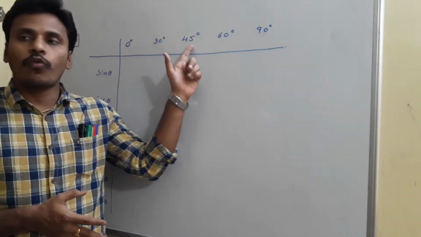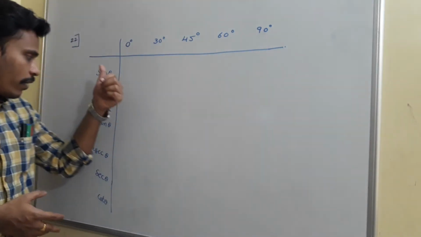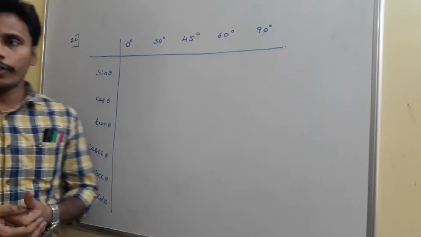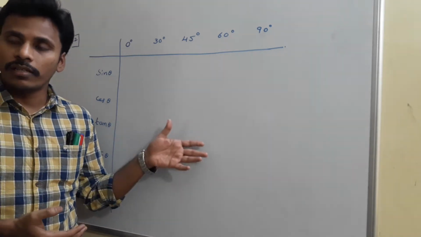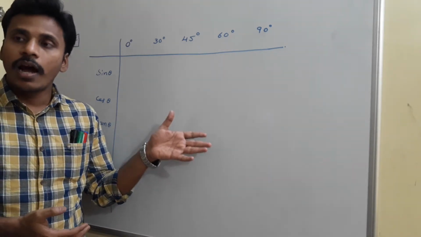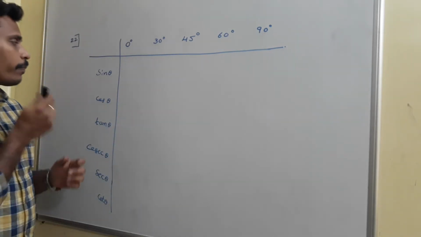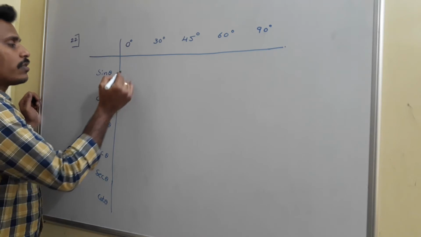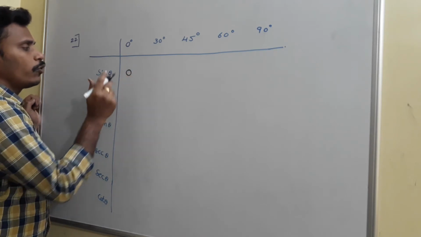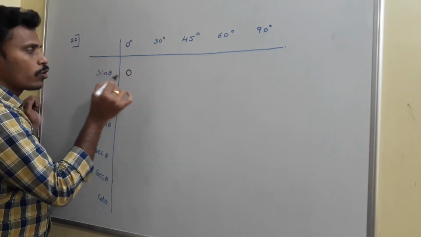Degrees: 0, 30, 45, 60 and 90 degrees, for all these trigonometric ratios. I already mentioned this table at the end of the last class, and I am starting this class with the table again. We know that sine 0 degrees is 0. To fill this table you need to memorize the values for the first row.